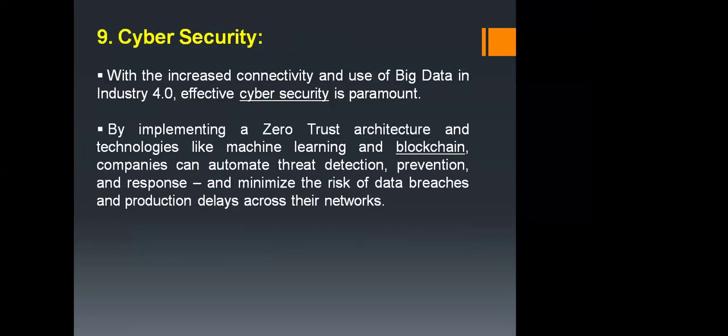Next, the last one, is cyber security. With the increased connectivity and use of big data in Industry 4.0, effective cyber security is paramount. By implementing a zero trust architecture and technologies like machine learning and blockchain, companies can automate threat detection, prevention and response, and minimize the risk of data breaches and production delays across their network. For this purpose, various platforms are available.